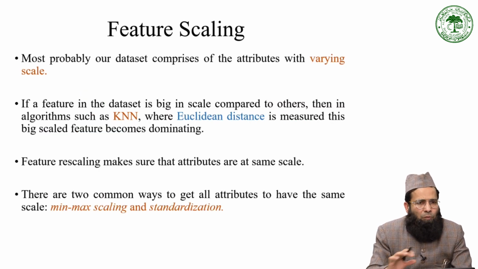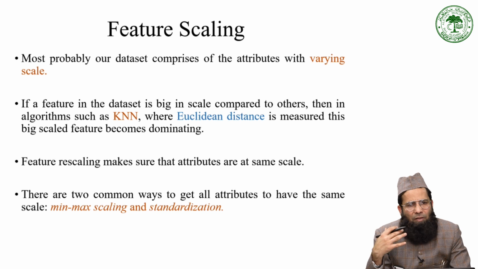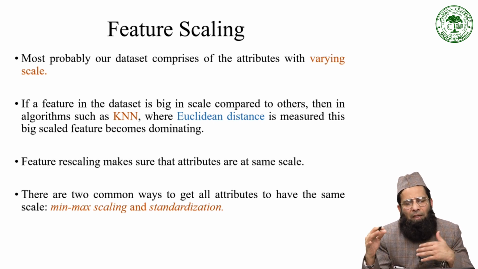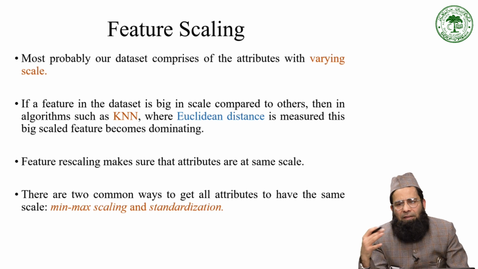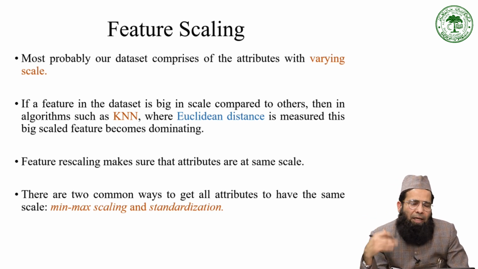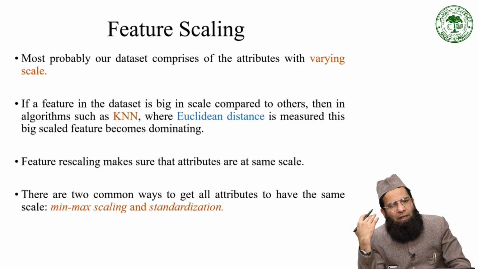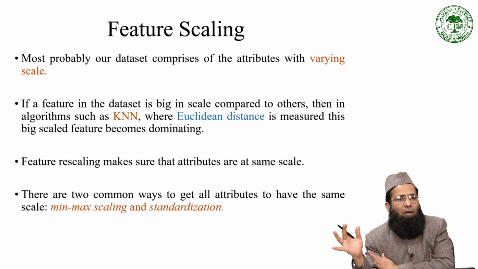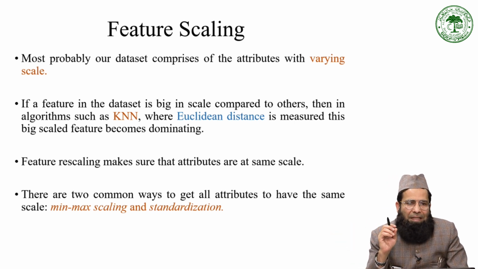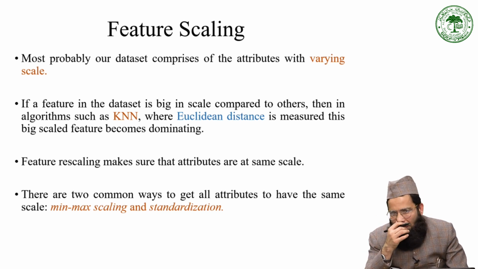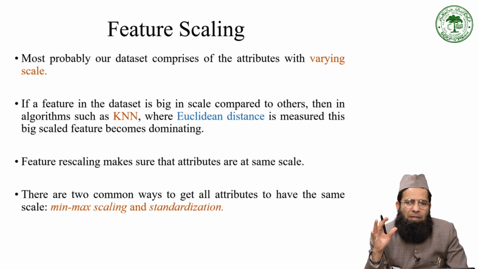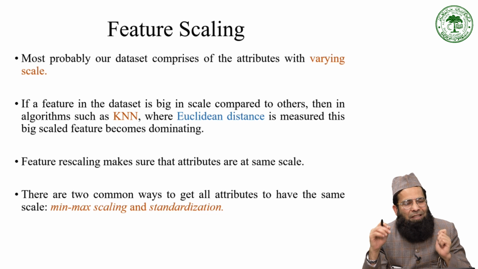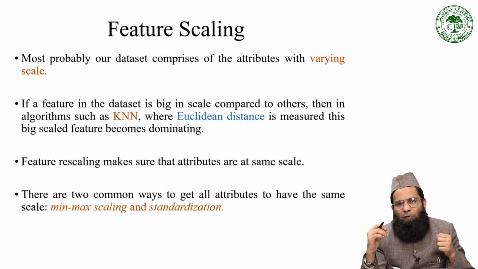Most probably, our data set comprises attributes with varying scales. For example, age varies from, let's say, 30 to 80, and salary varies from, let's say, 10,000 to 2 lakhs and so on. So, each is on a different scale. If a feature in the data set is big in scale compared to others, then in algorithms such as KNN, that is K nearest neighbor, where Euclidean distance is measured, this big scale feature becomes dominating. The feature having big scale values would be dominating.